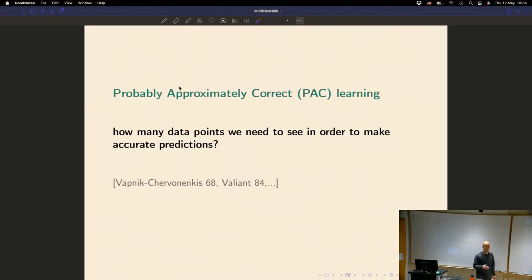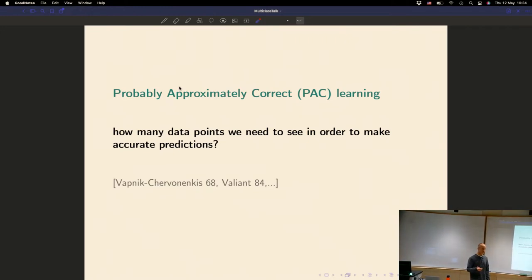And the model we are going to use as a learning model is the PAC model. And the basic question in the PAC model is, what is the amount of samples, the amount of data we need to get in order to make accurate predictions? This is the basic thing the model tries to capture.